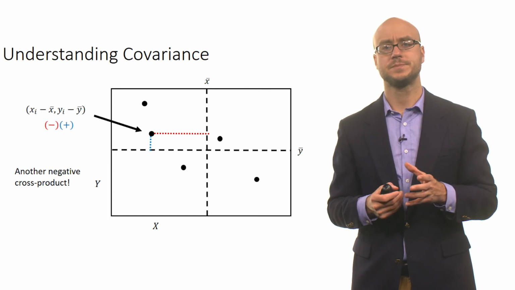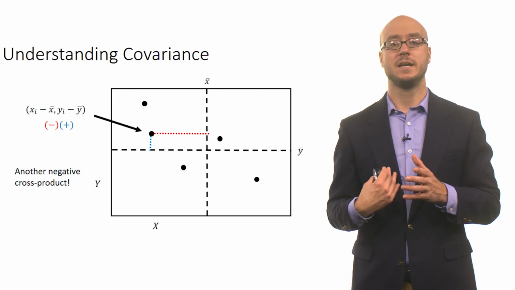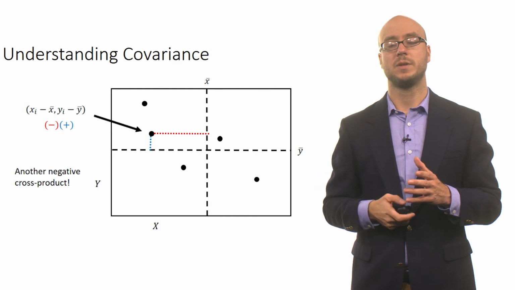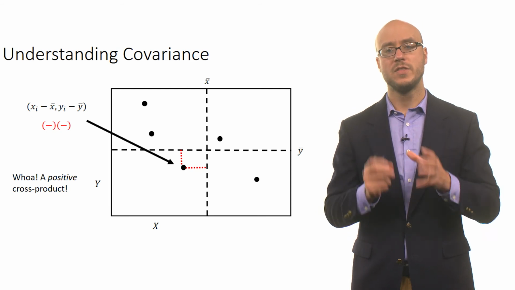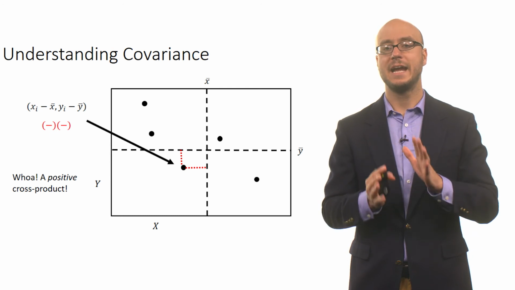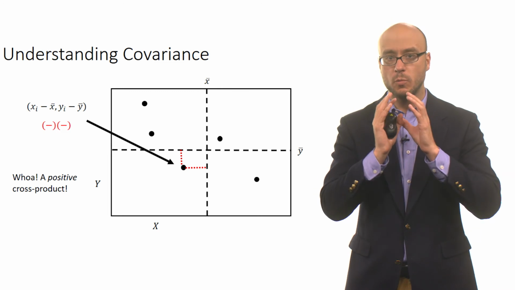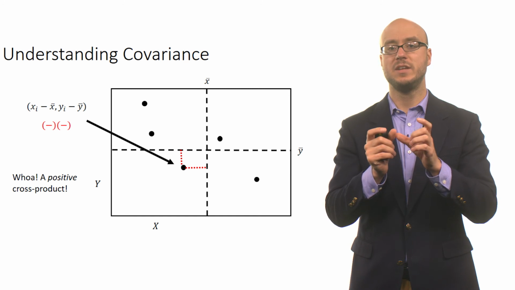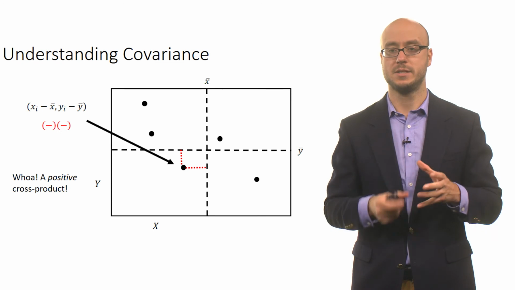But let's look at this person. This person is below the average of the mean of x, but actually has an above average value for y. So again, you multiply a negative by a positive, and you get another negative cross product. This person is below the average of x and below the average of y. Two negative deviations. This person is below average in both respects. However, when you multiply these two negative deviations together, you get a positive value, because a negative times a negative equals a positive.